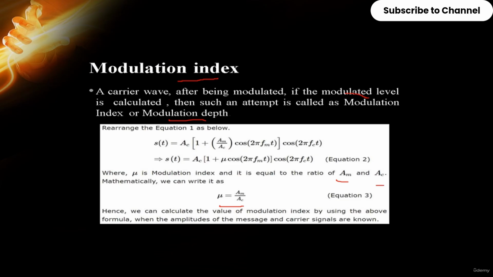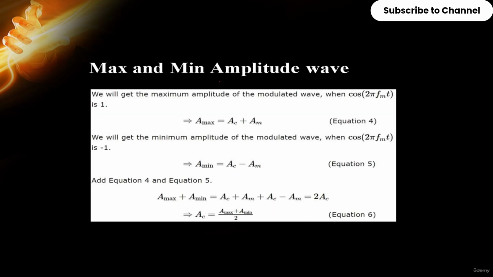So this is the modulation index for the frequency modulation. And how to calculate maximum and minimum amplitude of the modulated wave is with the help of a formula. The maximum amplitude is calculated with the carrier signal amplitude AC and AM; we add AC with AM and get the maximum amplitude. And when we calculate the minimum amplitude, the minimum is AC minus AM.